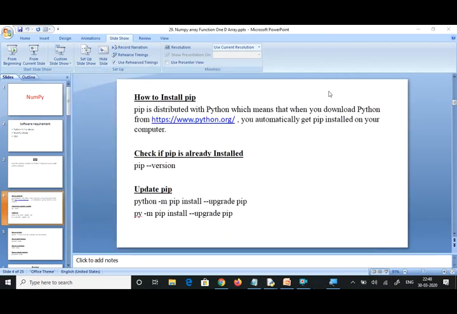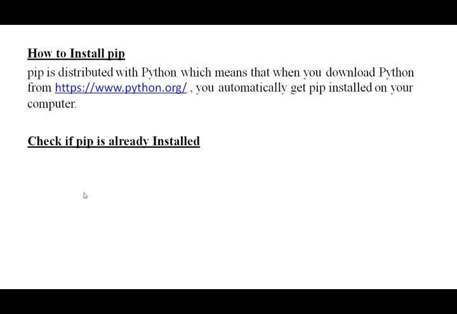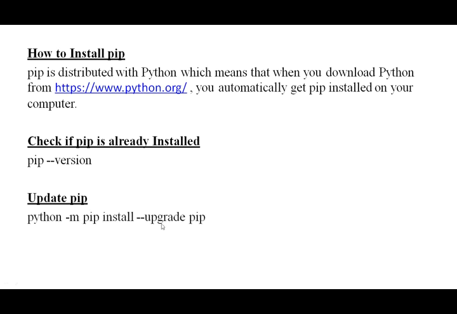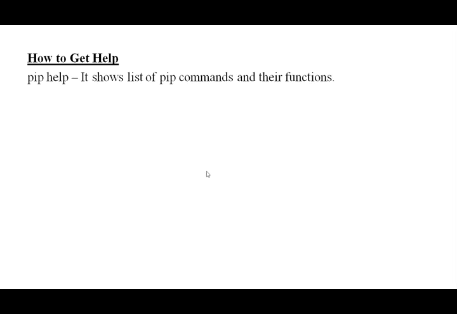I'm going again to the next slide. Update pip. If you have an older version of pip, you can upgrade it, but it is not mandatory. It depends on you. Next, how to get help. Pip helps to show commands and their functions. How to install packages with the help of pip: pip install NumPy, which I have already shown you in my previous video.